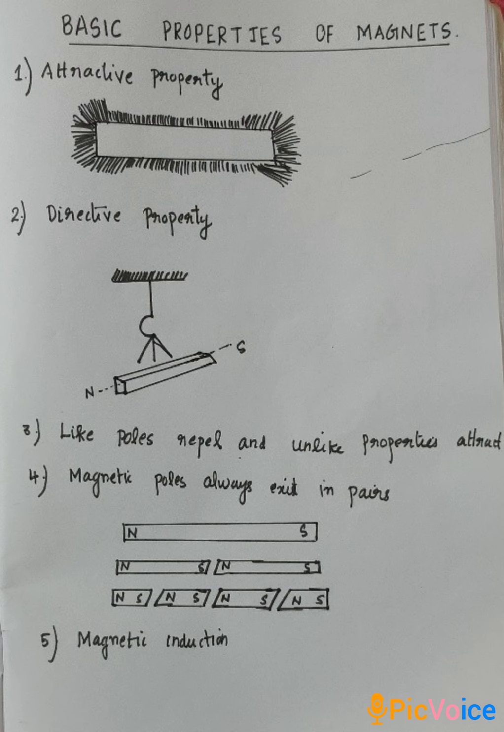Then the fifth one is magnetic induction. That is, magnetic induction means a magnet induces magnetism in a magnetic substance. Magnetic substance means, for example, iron is a magnetic substance. So a magnet induces magnetism in a magnetic substance placed near it. This phenomenon is called magnetic induction. So these are the 5 properties of magnets.